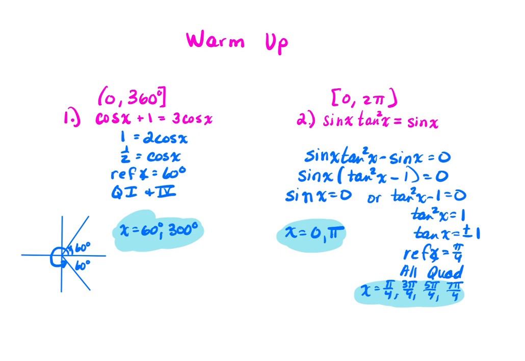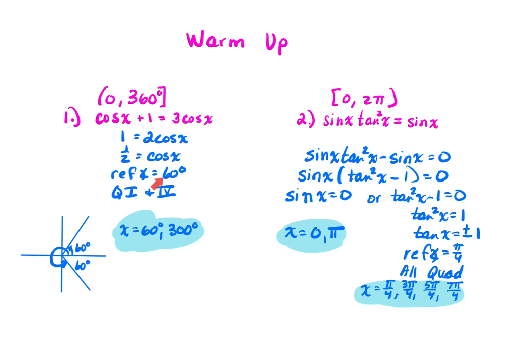Here are my answers. So in number 1, we just need to move all of our cosines of x's to one side. I moved them to the right so that I could keep my 2 positive. Solving for cosine of x, I got cosine of x equals 1/2. The reference angle for cosine is 60 degrees.